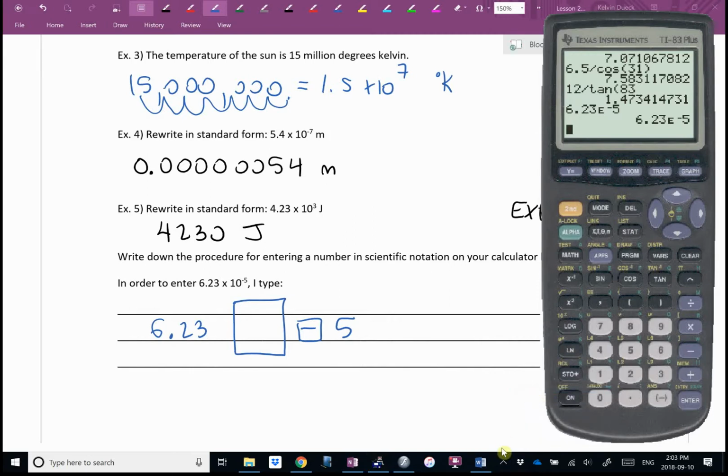What you want to avoid, don't write this down, just watch. I have some kids that like to type 6.23. Let's try that again, Mr. Dueck. 6.23. And they like to go times 10 to the power of negative 5. The risk with that is your calculator won't know that these two numbers here are attached to each other, and weird stuff will happen, especially when you're dividing. So it's more typing for less accuracy. That's a double loss in my mind.